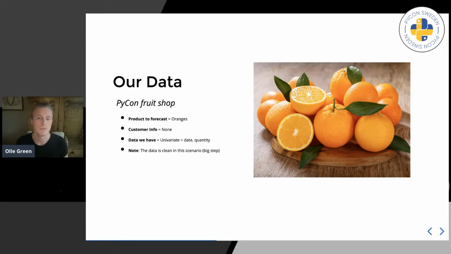So the data we have is something called univariate data, where we just have one column of date and one column of just the demand per day.